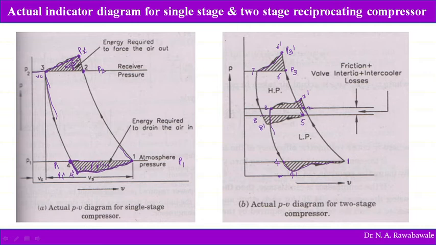So again this expansion takes place up to 8. Theoretically we say that expansion ends at 0.8, but expansion has to be extended beyond that, so that the pressure in the HP cylinder falls below the pressure of LP cylinder. So this is the LP cylinder pressure, and this pressure has to be reduced below LP cylinder, and then only the air enters from LP cylinder to HP cylinder. So this suction starts, and from point 5 again suction starts at 8 dash and it ends at 5.